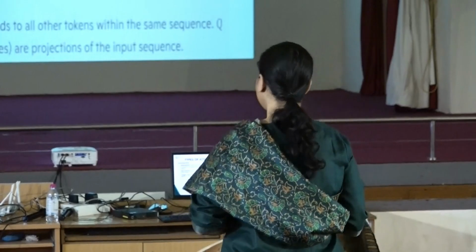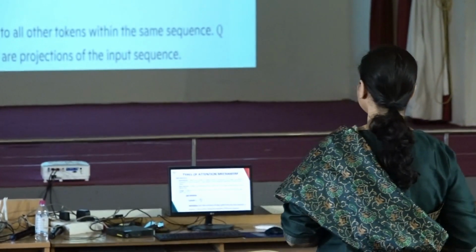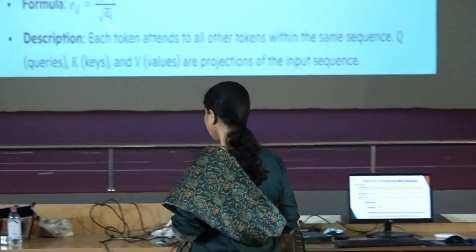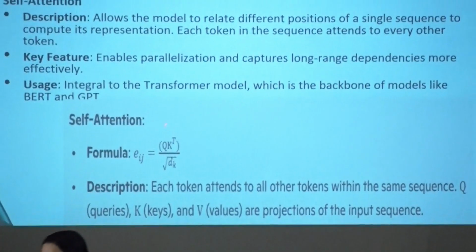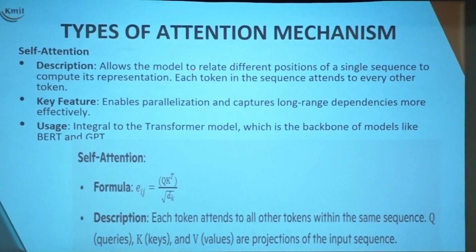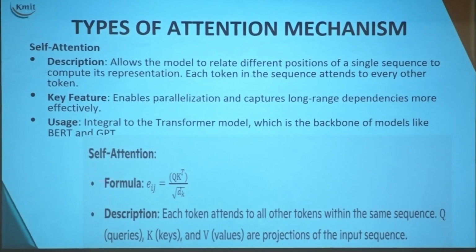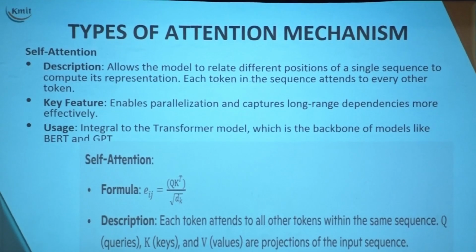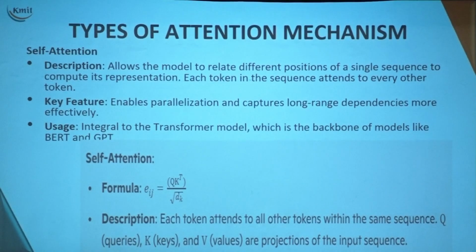So, it enables parallelization and captures long-range dependencies. The formula is important, guys. Self-attention, attention score formula. The score function is Q dot K^T. Why does it have to be transposed? Because they are all vectors, no? When you are performing multiplication, it has to be done in that way.